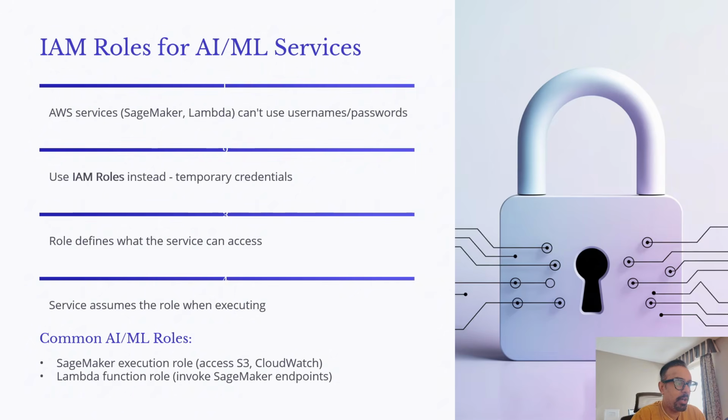Another example is a Lambda role for invoking SageMaker endpoints, because if you build a serverless inference API using Lambda, the Lambda function needs a role with permission to invoke SageMaker endpoints. This allows Lambda to send prediction requests and receive model outputs without storing credentials in the code.